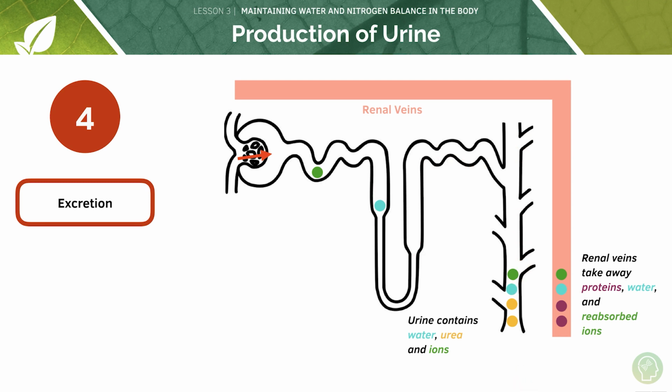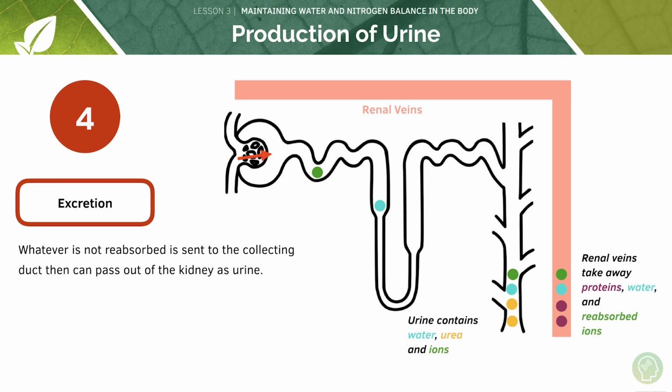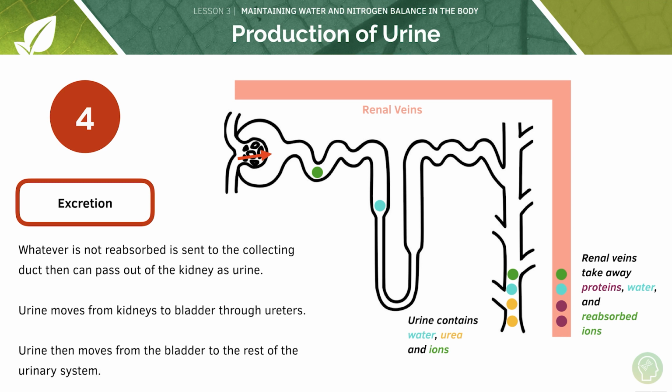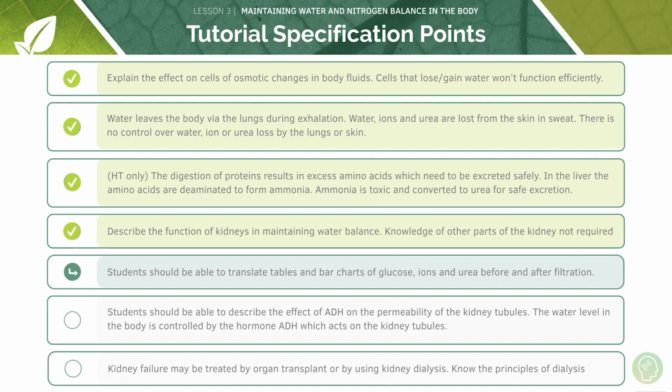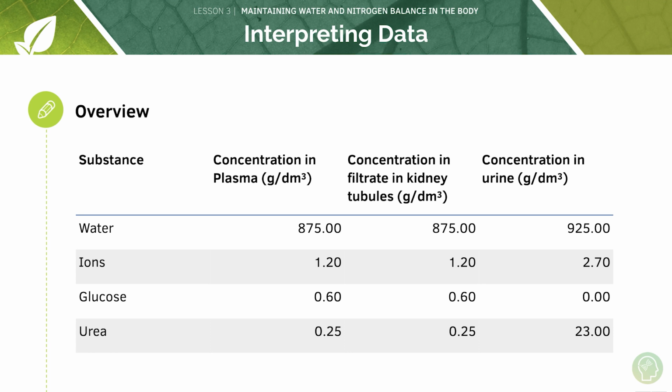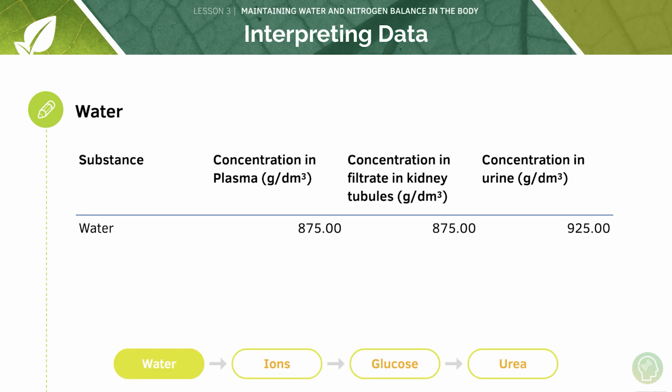And remember that no urea is reabsorbed because this is an excretion product, we want to excrete it in the urine. And finally, we're going to have this last stage after reabsorption, which is the excretion. So urine contains water, urea and ions, and renal veins take away proteins, water and reabsorbed ions. And so essentially whatever is not reabsorbed is sent from here. This is the loop of Henle. It's going to go into the collecting duct and out as urine. And urine moves from the kidneys to the bladder through the ureters, and then from the bladder to the rest of the urinary system.